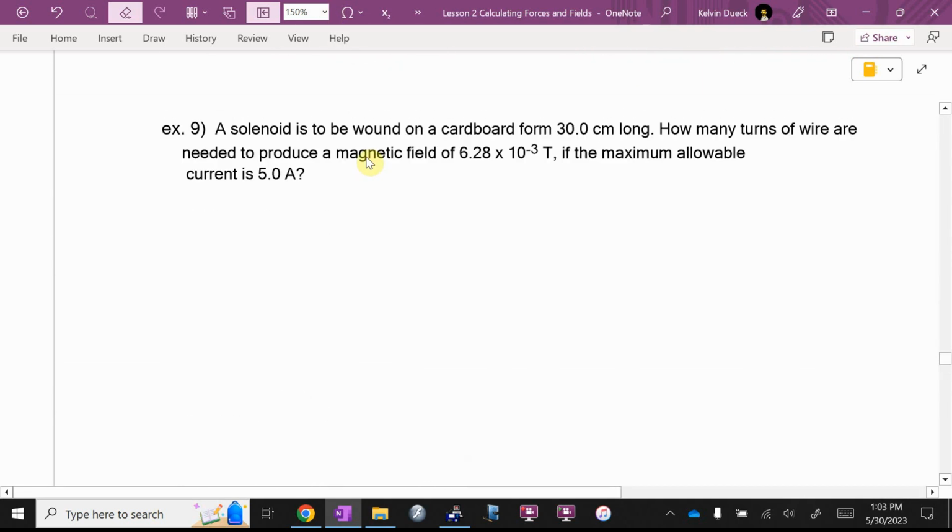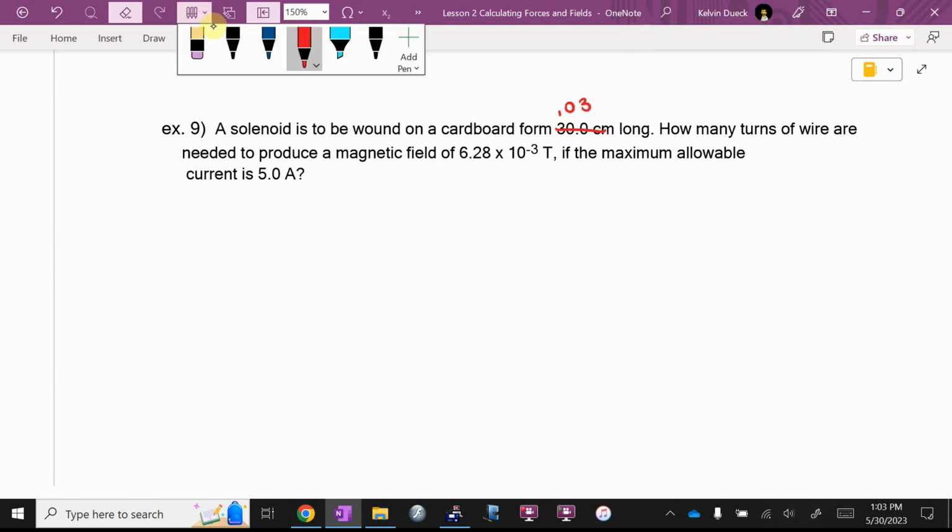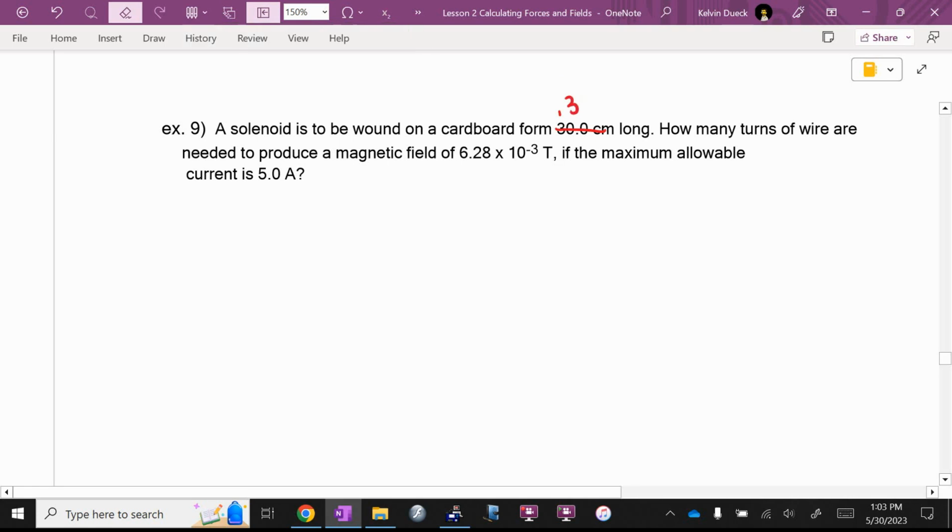One more. A solenoid is to be wound on a cardboard form 30 centimeters. Nice try, Dueck. 0.03? No, not 0.03, Mr. Dueck. 0.3 meters long. How many turns of wire are needed to produce a magnetic field of 6.28 times 10 to negative 3 Teslas if the maximum allowable current is 5 amps?